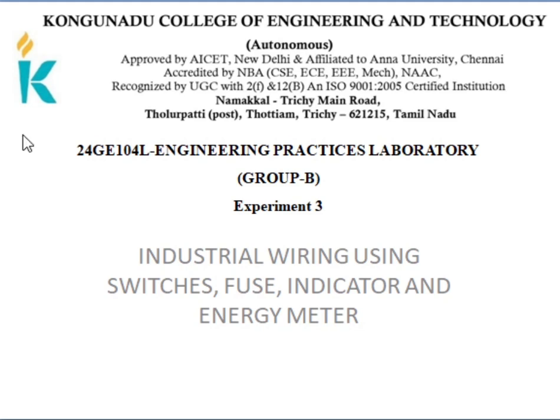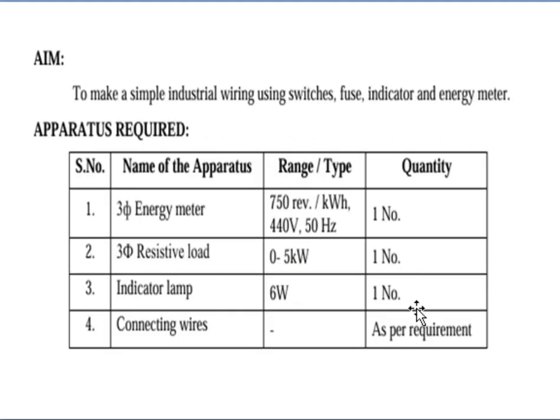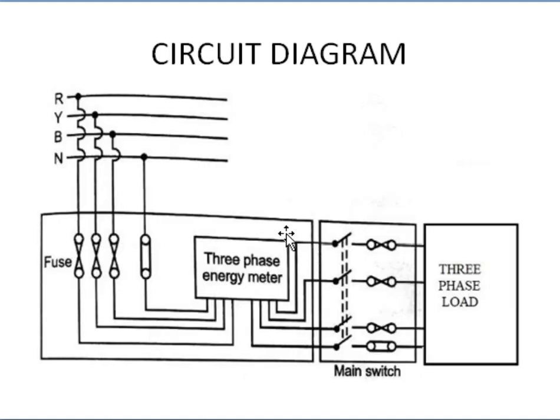This is the basic apparatus required for industrial wiring: a 3 phase energy meter, a 3 phase resistive load, an indicator lamp, and connecting wires. This is the general circuit diagram. The 4 lines will be there for industrial wiring, from the nearby post. We take all the lines and give them to the input of the 3 phase energy meter. From the energy meter we take the output and give it to the main switch and fuses, and then to the 3 phase load.